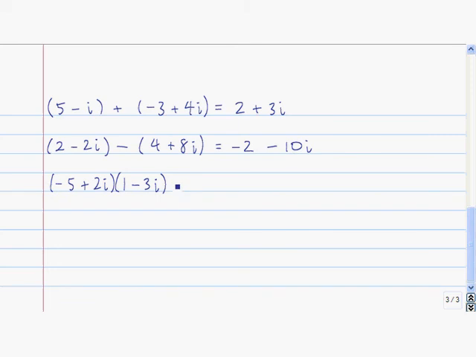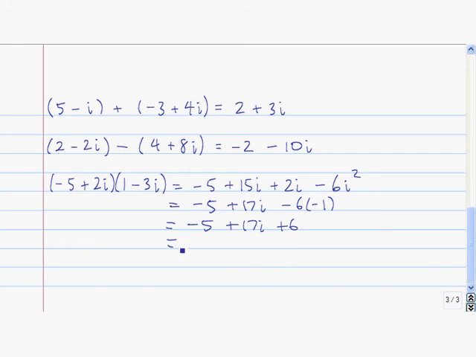And I'll just do this one with you guys. Okay, so we have negative 5 times 1 is negative 5. Negative 5 times negative 3i is positive 15i. 2i times 1 is 2i. And 2i times negative 3i is negative 6i squared. So if we simplify, negative 5, 15i plus 2i is 17i. And then negative 6i squared is really negative 6 times negative 1. So we get negative 5 plus 17i plus 6. And that's equal to 1 plus 17i.